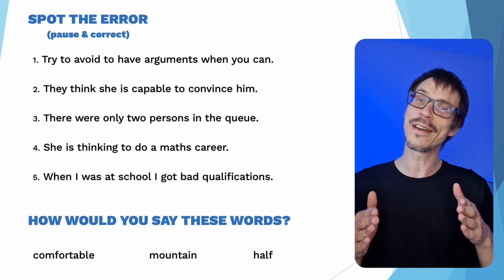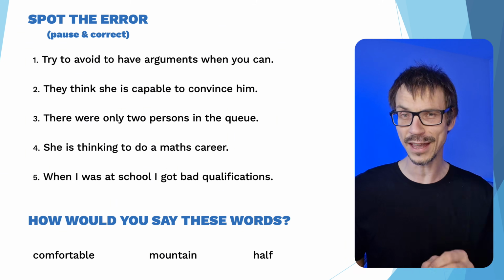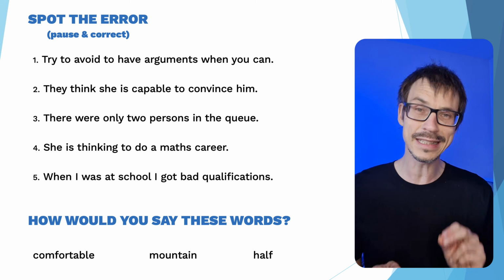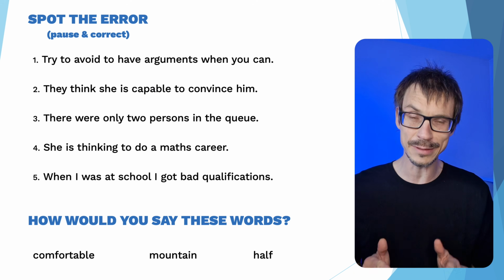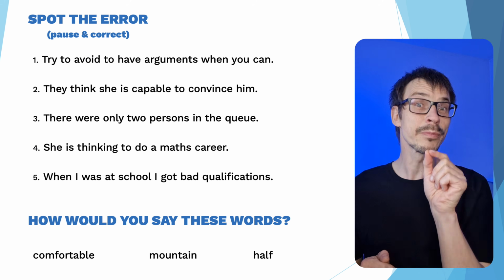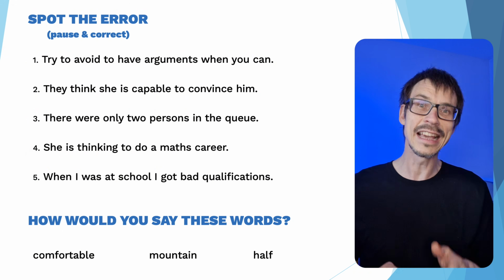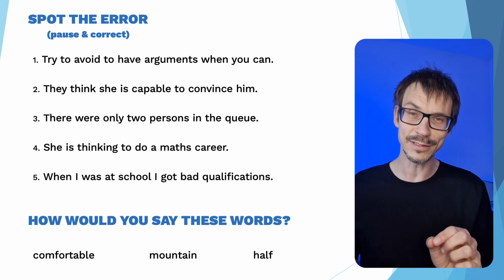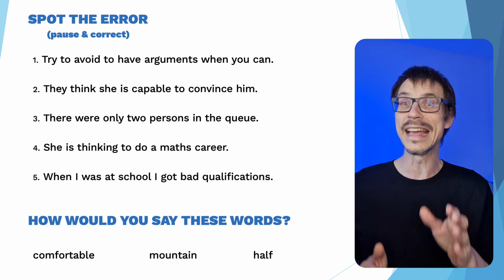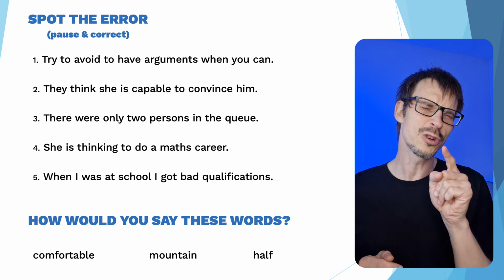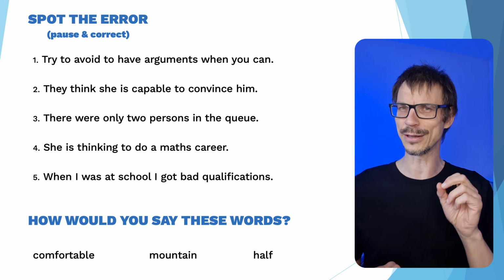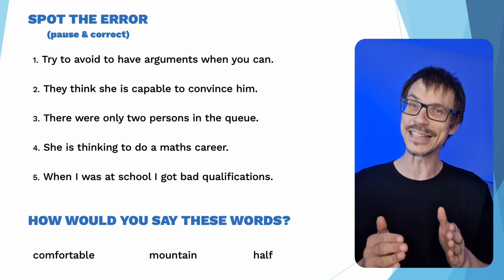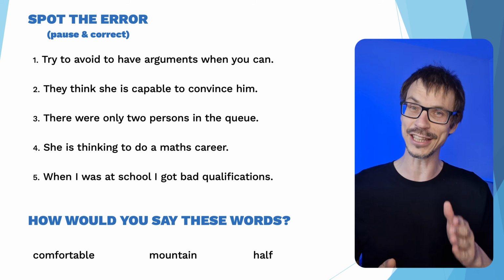In front of you, you have 5 sentences that contain very typical errors learners of English make, and at the bottom there are 3 words that are very typically mispronounced by non-native speakers. Pause the video now, have a think, look at these 5 sentences, check if you can correct them, and then have a look at those 3 words there at the bottom and think how you would pronounce them. Try not to consult the dictionary if you can, and once you're ready, hit the play button and join me in correcting all those sentences and checking your answers.